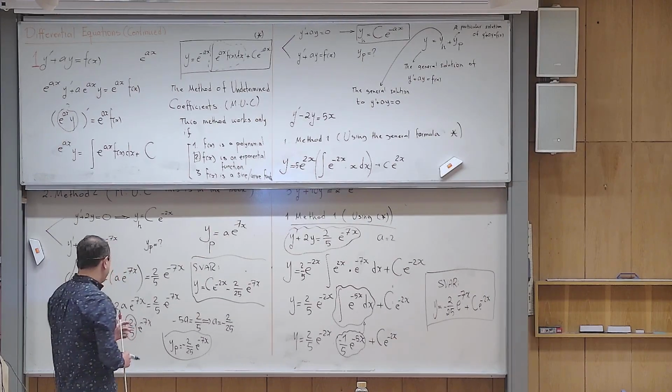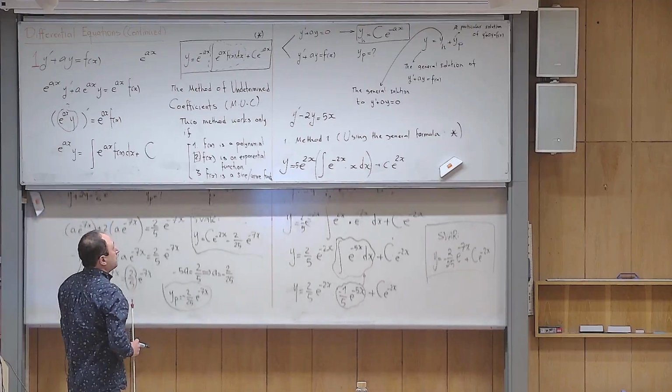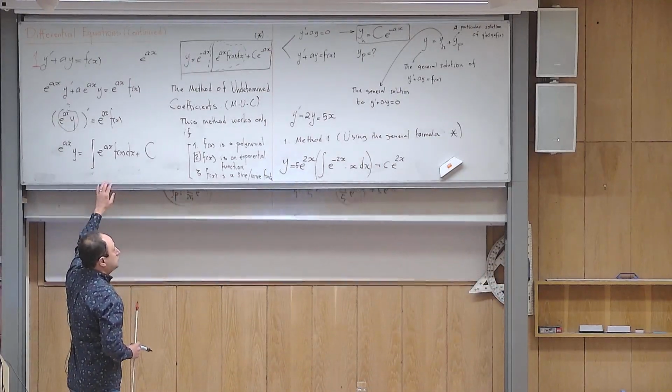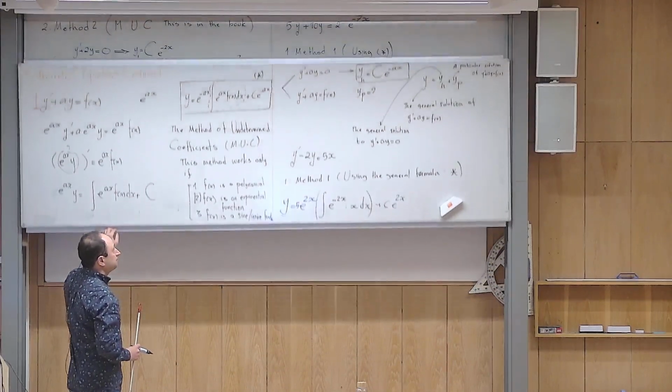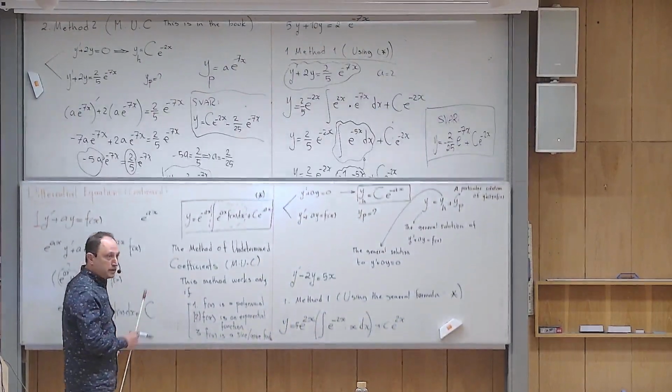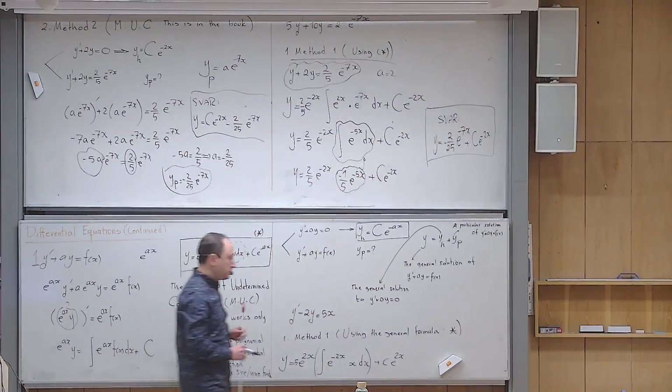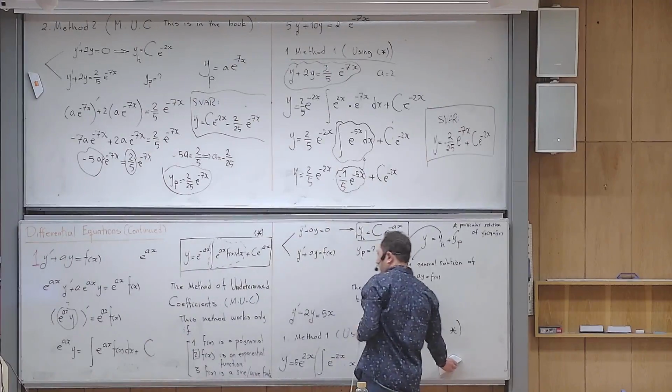Okay, so let us now go to another example. Okay, what do you expect me to write down now? An example of which type? Sine and cosine. Yes, good.